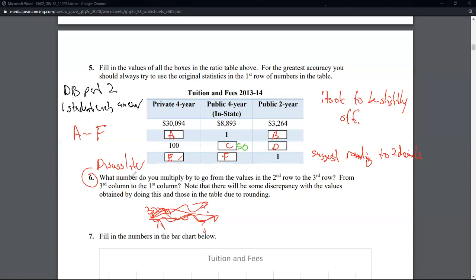So what they're asking here is, what number do you multiply to go from the values in the second row to the third row? So this is the second row. This is the third row. So the A, the 1, and the B are row 2. The 100, the C, and the D are row 3. They want to know, what number do you multiply by to go from row 2 to row 3? This has everything to do with the 1.